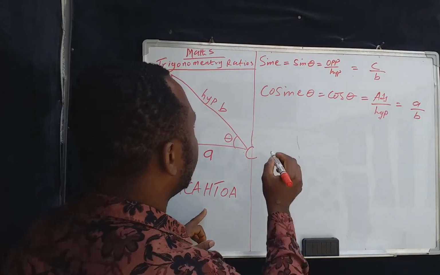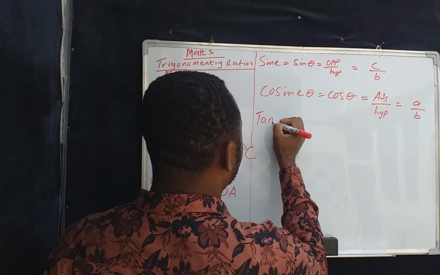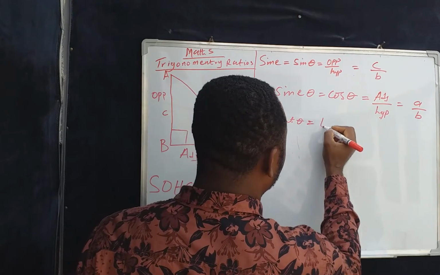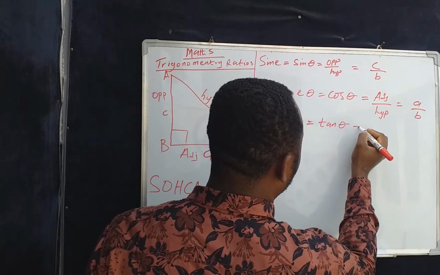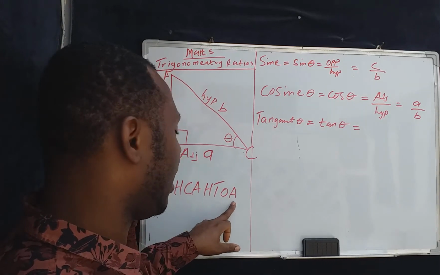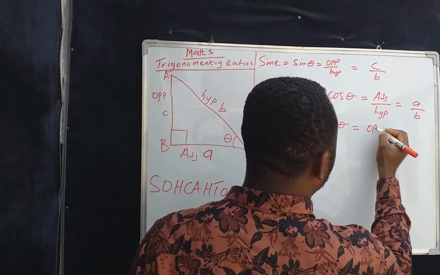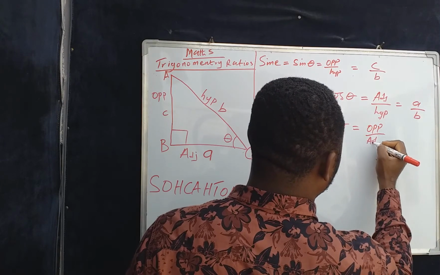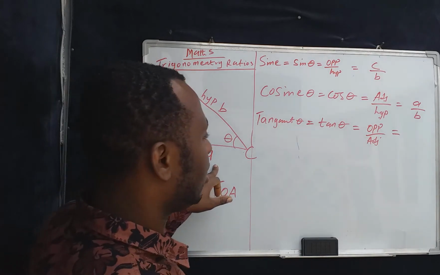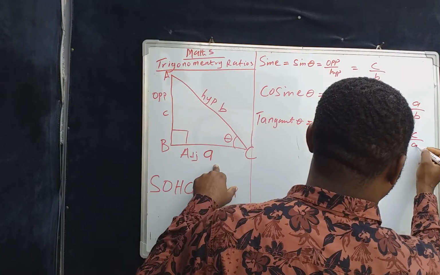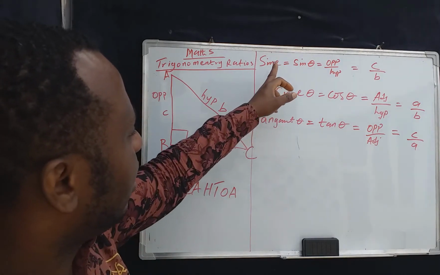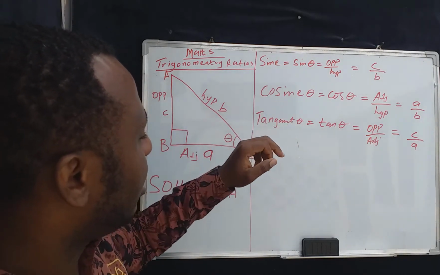And tangent theta, tan theta equal to opposite over adjacent. Opposite over adjacent, which is equal to what? Opposite over adjacent. That is C over A. Now, these are the sine, cosine, and tangent.